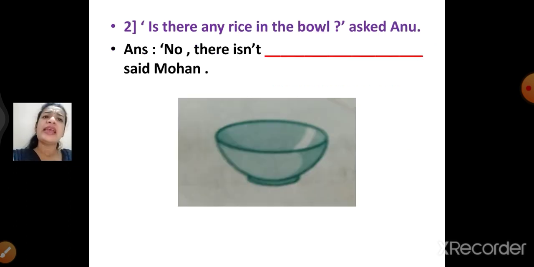Second one, is there any rice in the bowl? Asked Anu. No, there isn't any rice in the bowl, said Mohan.